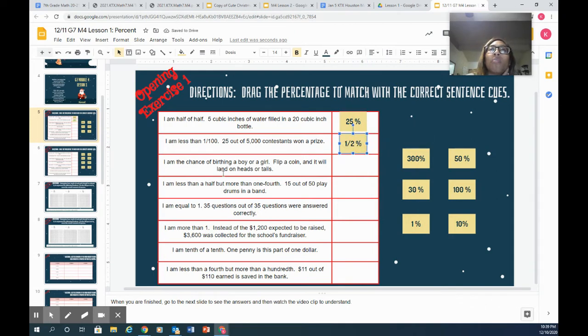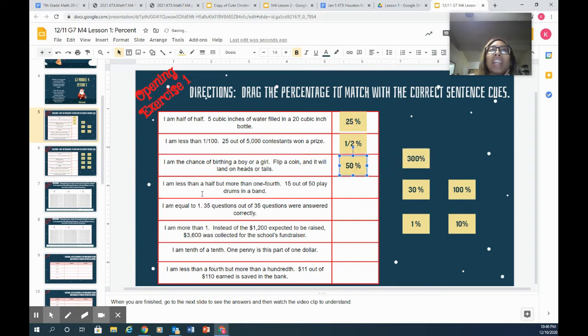I am the chance of birthing a boy or a girl. Flip a coin and it will land on heads or tails. So we're talking about 2 options in this instance, or the probability of 2 outcomes, a boy or a girl, heads or tails. So that's a 50-50 split. So we're going to go with 50%.